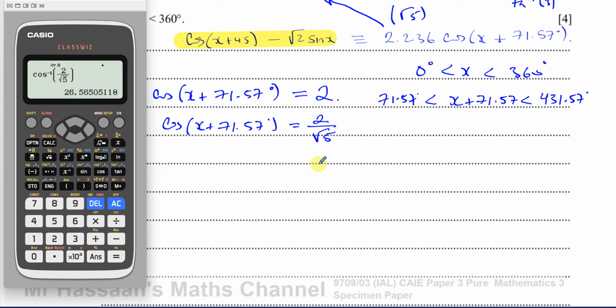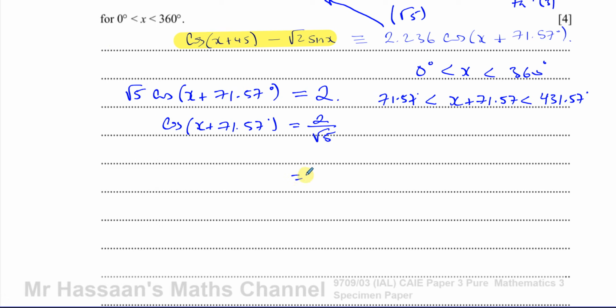26.565. That's the angle that we get first. So x plus 71.57 is 26.565. Now what we'll notice about this is that this angle is not in our range. This is not one of our solutions. However, we don't just throw it away. We find other solutions in our range. Now we're dealing with the cosine curve.